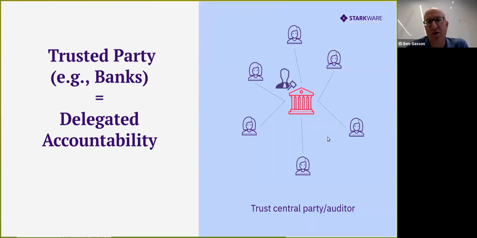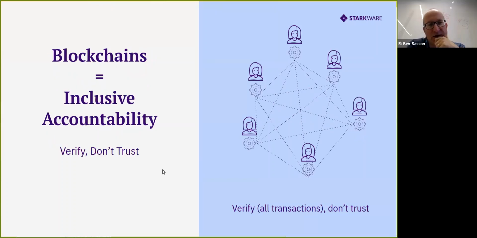So the conventional model in which most of the world operates is that of trusted parties like banks. And if you ask, how is it that we can trust this system? Well, we delegate the process of verifying integrity and making sure that everything is okay. We delegate it to lawyers, accountants, auditors, regulators. So we put our trust in some select group of individuals selected from society, and they are the ones who check that everything's okay. So that's how the conventional system works.